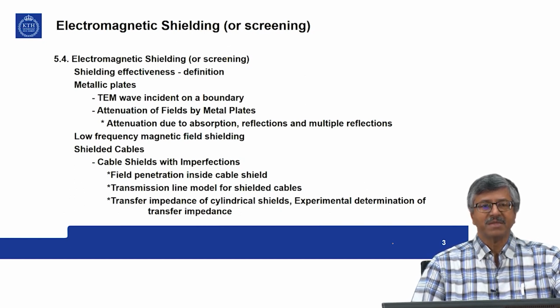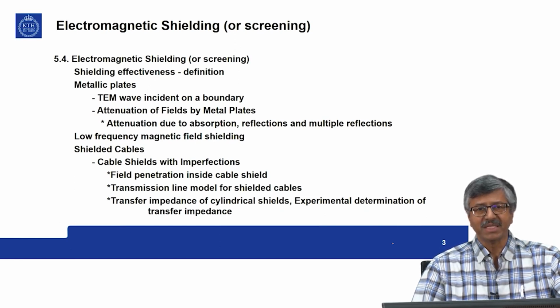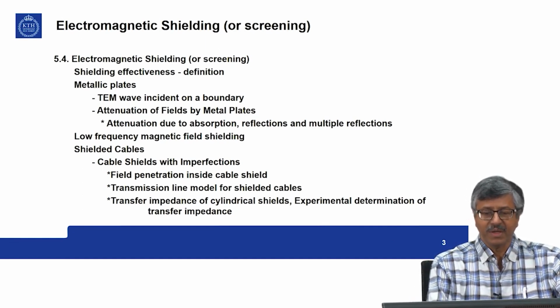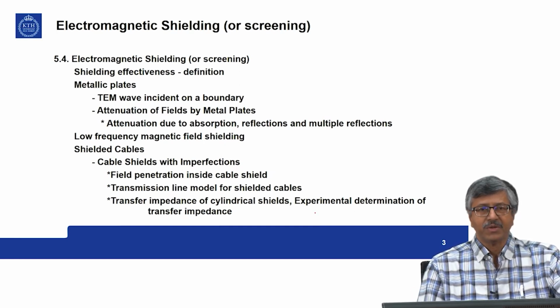Shielding effectiveness, the definition of that concept, metallic plates, TM wave incident on a boundary, the equations will be derived. Then attenuation, low frequency magnetic shielding, shielded cables, which are cable shields with imperfections. The concept of transfer impedance will be introduced. So, let us go through the details.